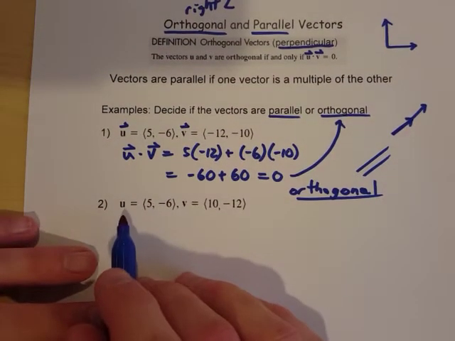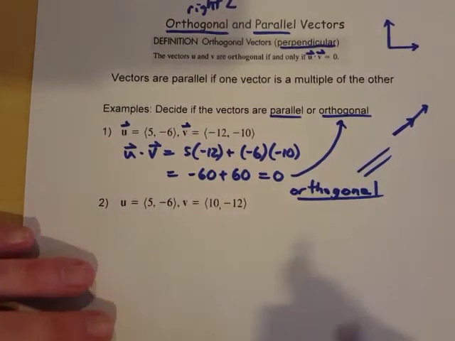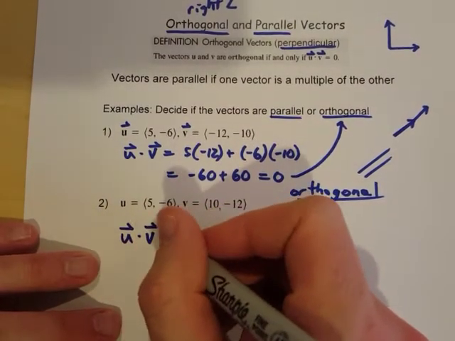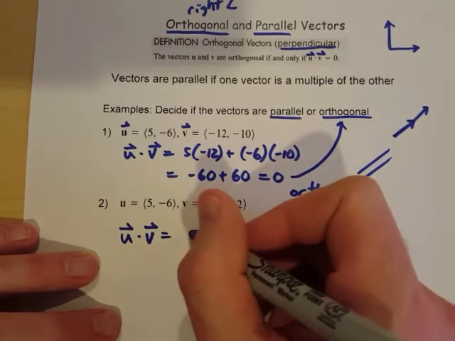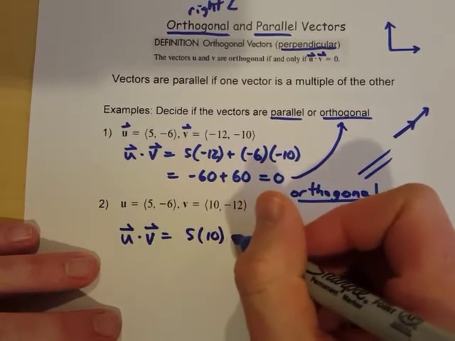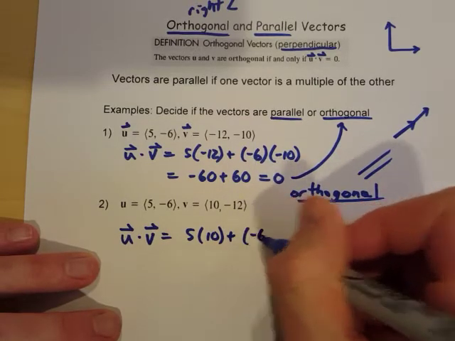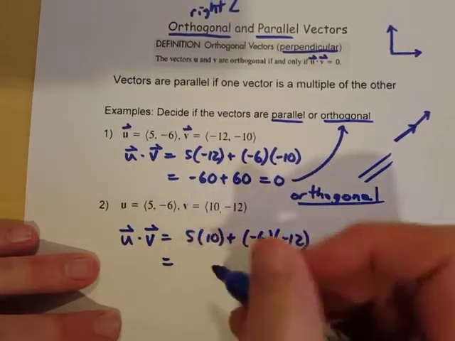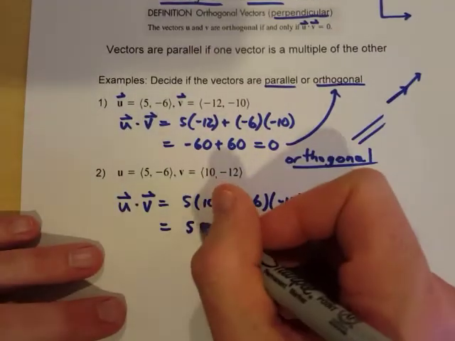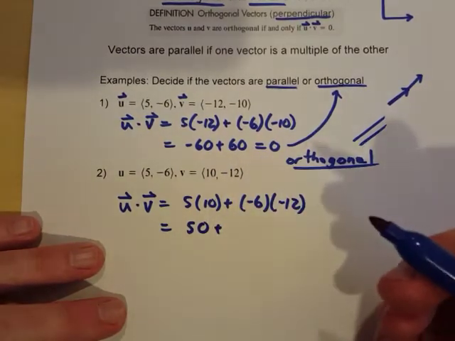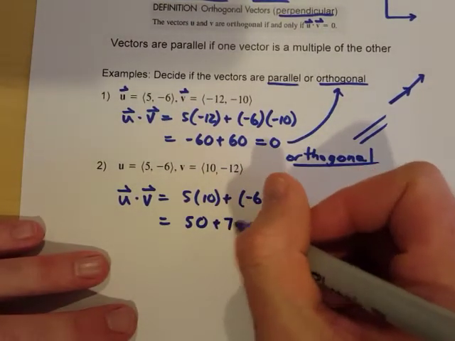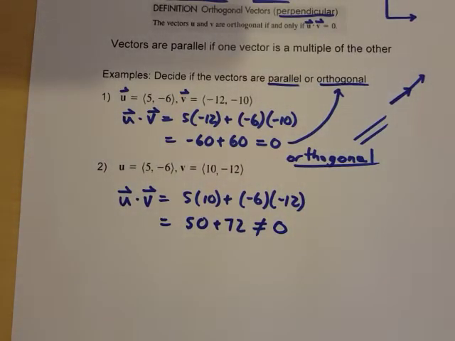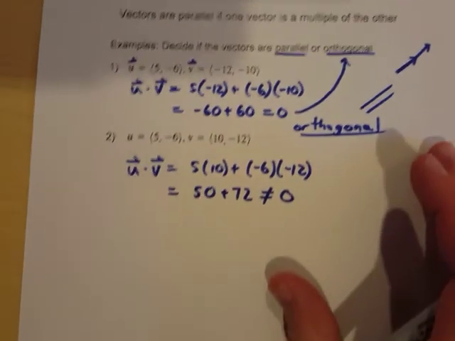For the other one here, we've got u dot v, which is going to be a little bit different. Let's try it first and just check to see if these are orthogonal to each other. So we have 5 times 10 plus negative 6 times negative 12, which is 50 plus 72. That is definitely not equal to 0. So we know that those are not orthogonal.